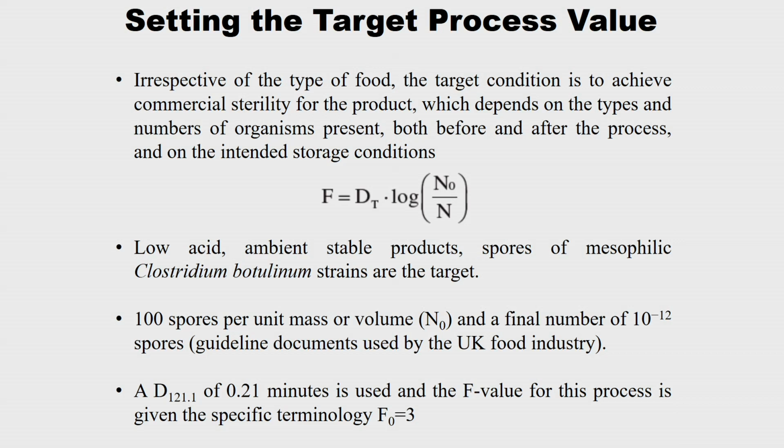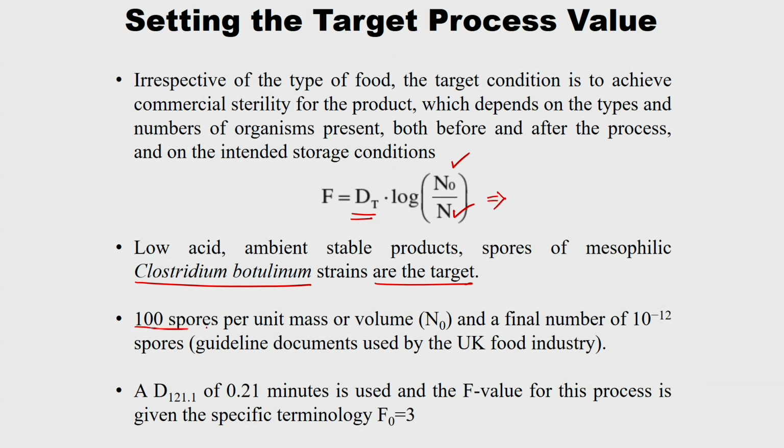First one is setting the target process value. For that, as we have just seen, the first step is to select the target organism, right. For low acid ambient stable products, the spores of mesophilic Clostridium botulinum strains are the target. For this strain I will calculate the initial spore count, the final spore count, and the D_T of the particular microorganism. From that the F value is calculated, right.